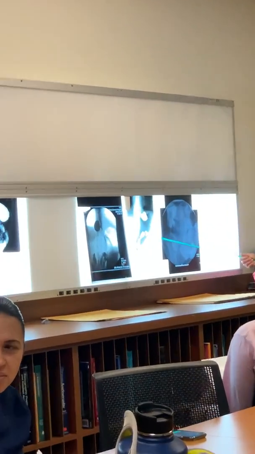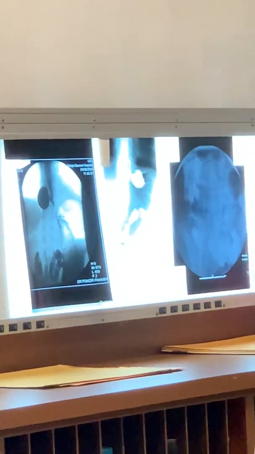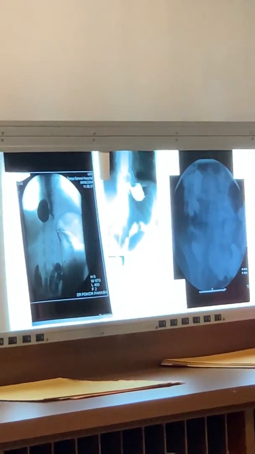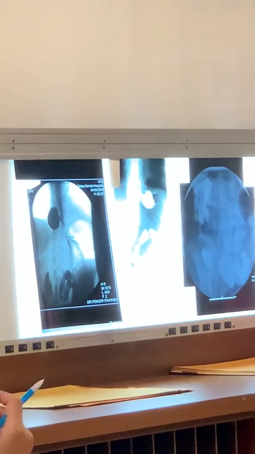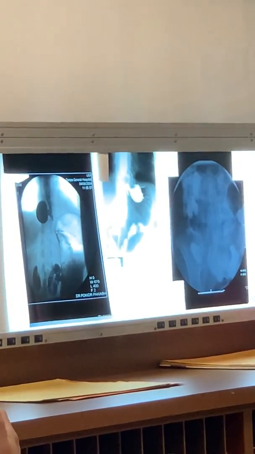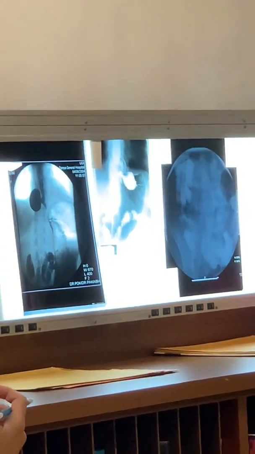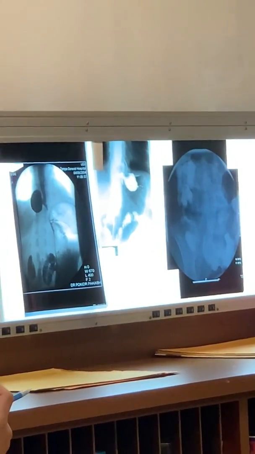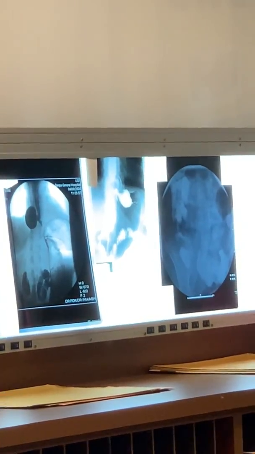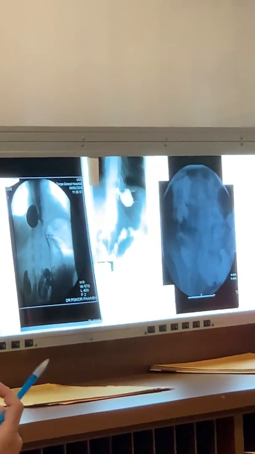What do you think this is? It's pathology. Is that the one where the esophagus ruptures? Nope. Nope.